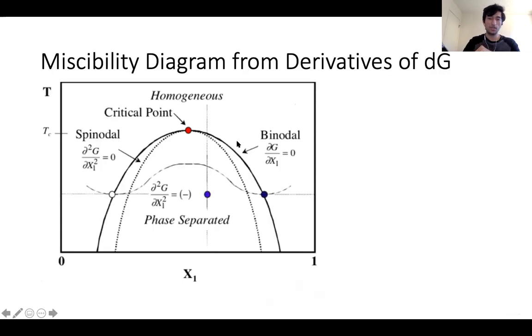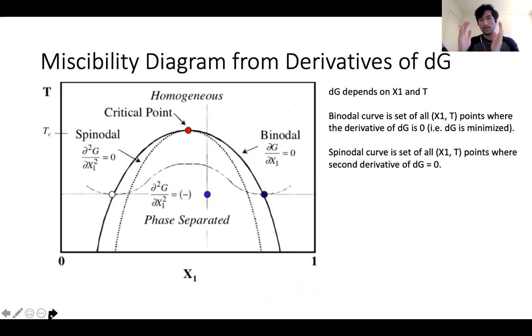And so when we're looking at these graphs and we're saying that this is dG over dx1 equal to 0, what this graph is saying is that we consider all the pairs, or like all the coordinate pairs, of x1 and T where the derivative is equal to 0. And in the case of the spinodal, all the pairs x1 and T where the second derivative is equal to 0. And these two graphs can tell us some pretty interesting things.